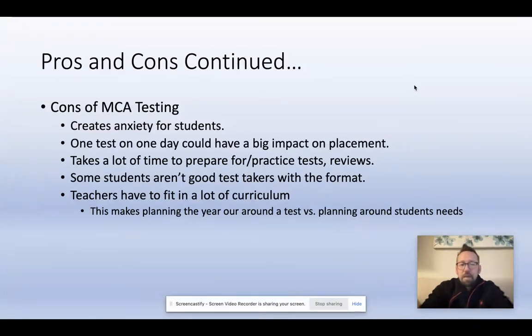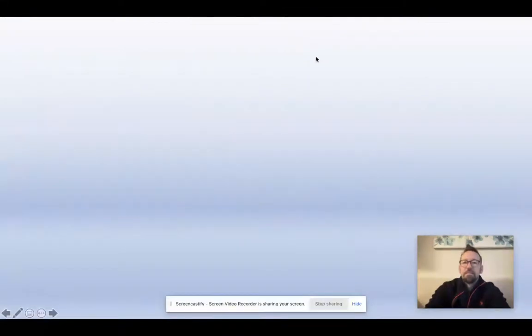And I thought about this, but it makes planning the year around a test versus planning around student needs. I've thought a lot about that. Because we plan around a test versus students, I don't think that's necessarily always good, but we do our best to adjust and to meet the needs that you guys have. So at the end of the day, whether you like it or not, we just hope that you do the best you can. Thanks.